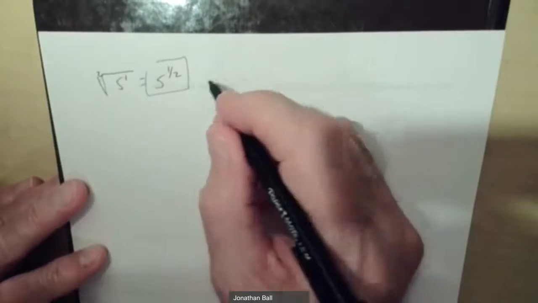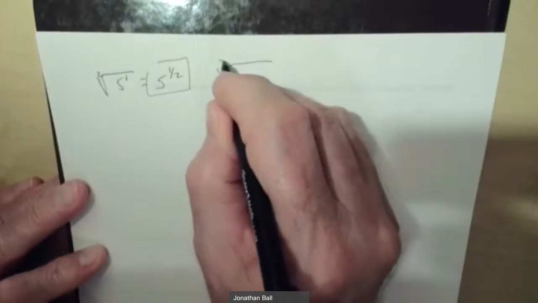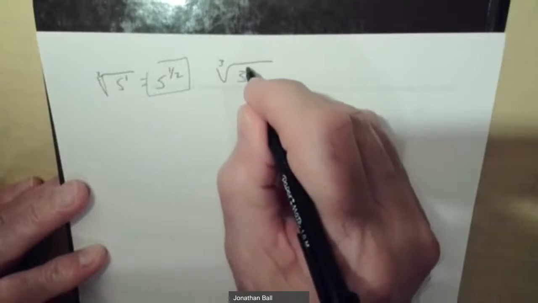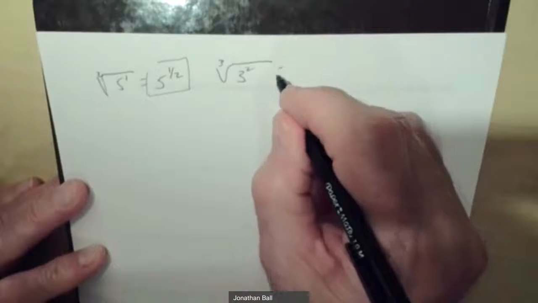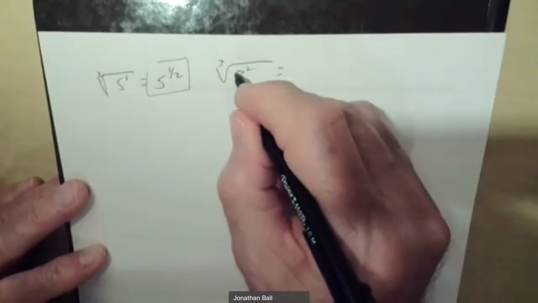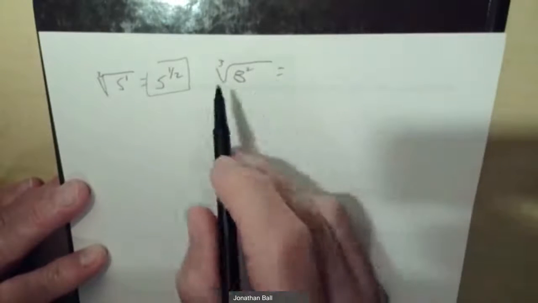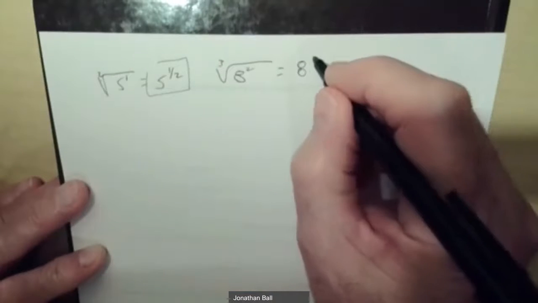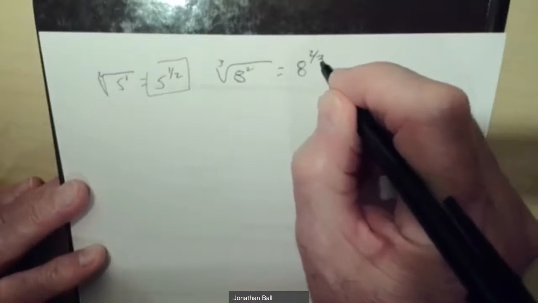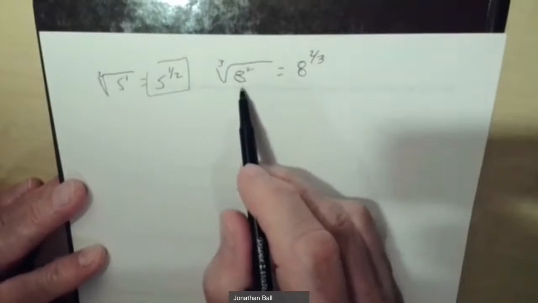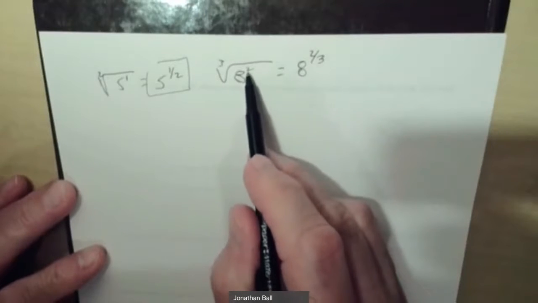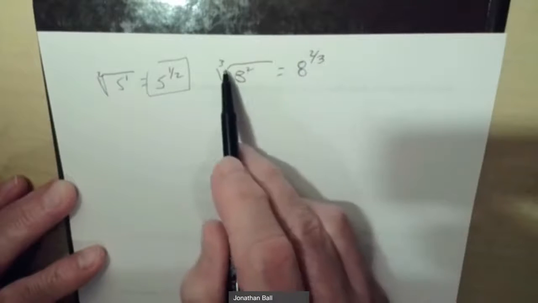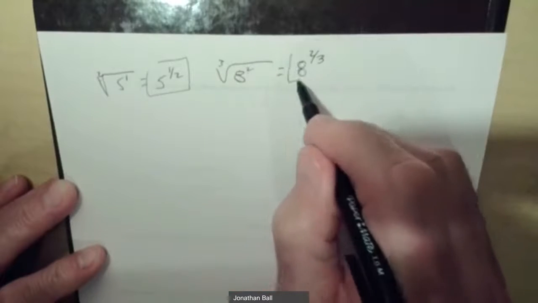So if we have the cube root of 3 squared, oh, I shouldn't have used that, let's say 8. Sorry. The cube root of 8 squared is 8 to the 2/3 power. The exponent of the radicand goes on the top, is the numerator, and the index is the denominator.